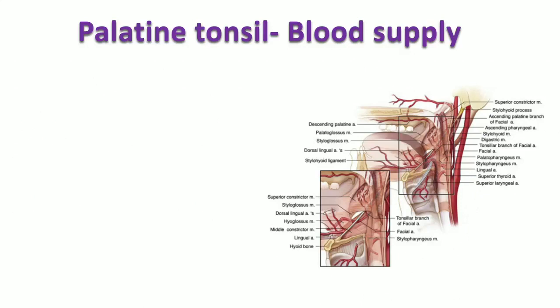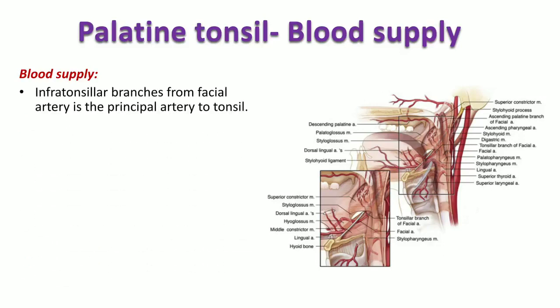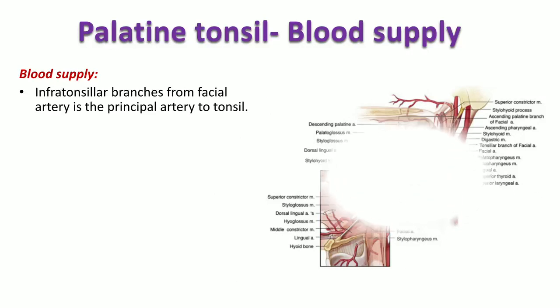Next, coming to the blood supply of the tonsil. The tonsil is mainly supplied by various branches called infratonsillar branches, supratonsillar branches, and anterior and posterior tonsillar branches. The main branch is the infratonsillar branch from the facial artery. The branches from the facial artery supply the tonsil by piercing the superior constrictor muscle, and it is the principal artery of the tonsil.